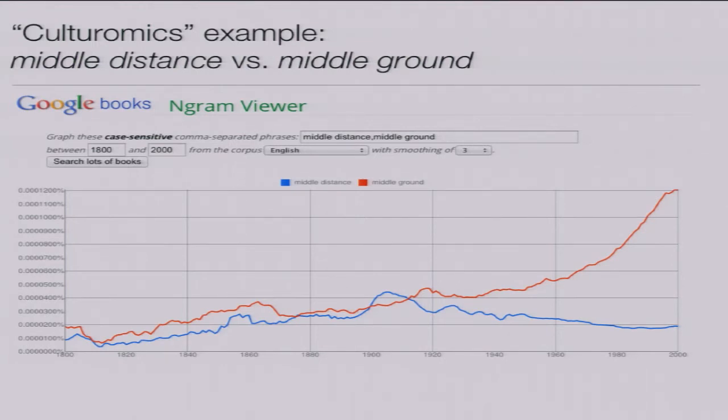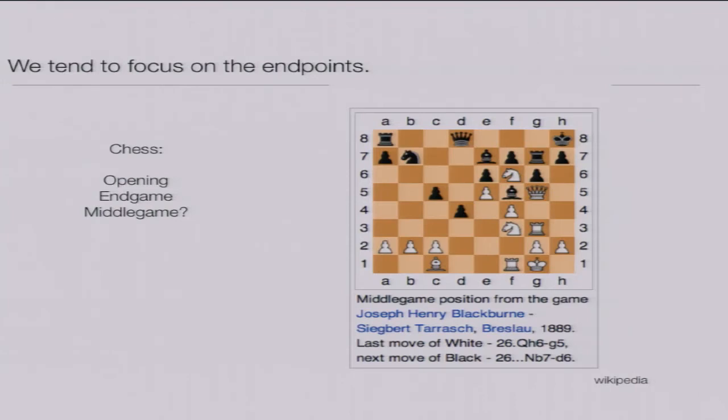So I want to give another example of endpoints versus the middle, and that's in chess. It's a metaphor of chess, where there's a lot of talk about the opening in chess and a lot of talk about the end game. But there is the middle game, and as far as I could tell, that's a technical term for what goes on between the opening and the end. I'm not a chess player, but it's in Wikipedia. Here's a picture of the middle game.